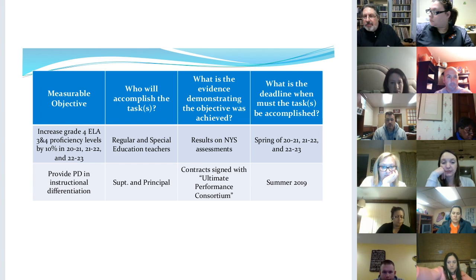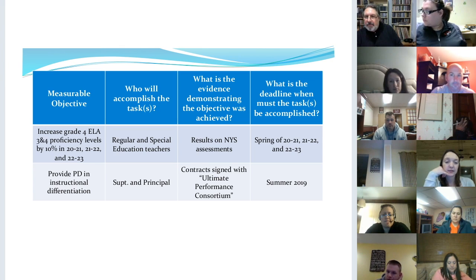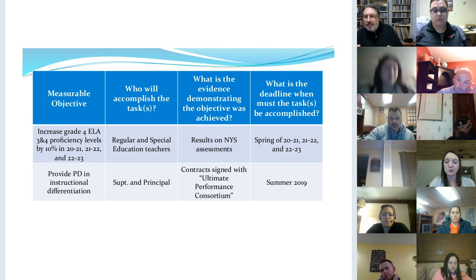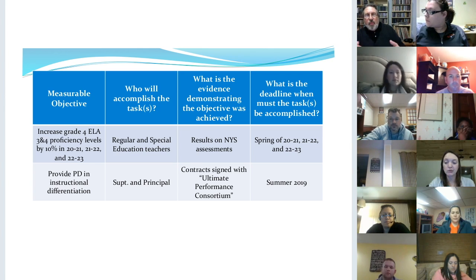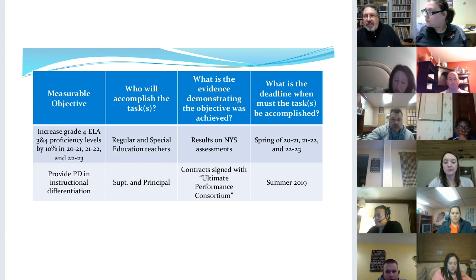Your measurable objective now is to increase the grade 4 ELA 3 and 4 proficiency levels by 10% in 3 subsequent school years, 21, 22, and 23. Measurable objectives. Who's accomplishing the task? To make the point, this would be done by your regular special education teachers. All right. What's the evidence? Well, we'll agree that it'll be the results of the New York State assessments. It could be different things, but it's going to be this. And when are we going to accomplish this task? In the spring of 21, 22, and 23.